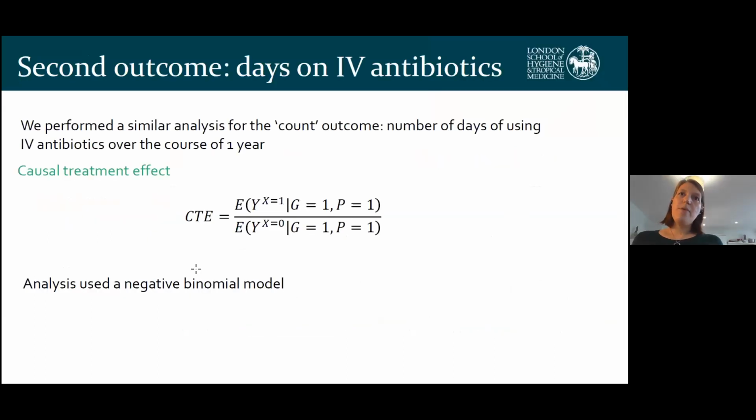Just briefly, we performed a similar analysis for another outcome, which was a count outcome: the number of days of using IV antibiotics over the course of 1 year. And the causal treatment effect for this outcome, instead of being defined in terms of a mean difference, was defined in terms of a rate ratio. And so the analysis here used a negative binomial model instead of just a linear regression model.